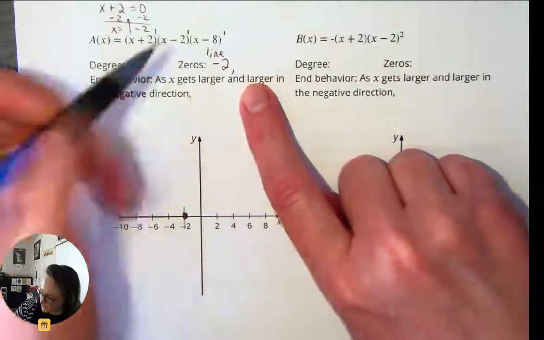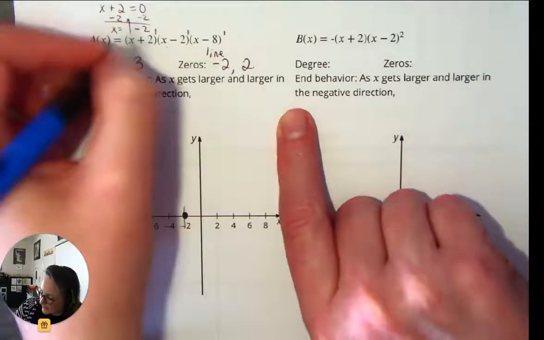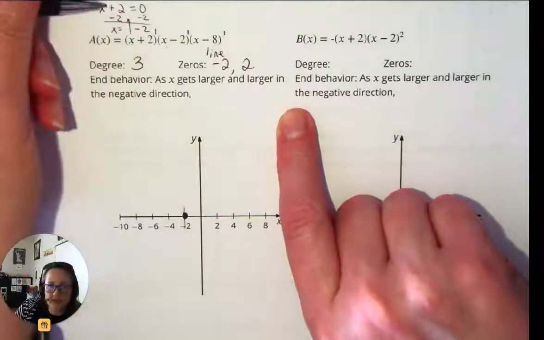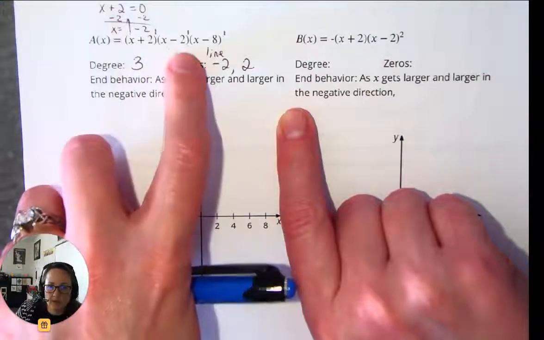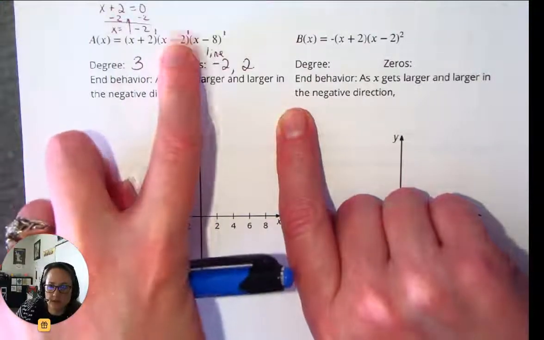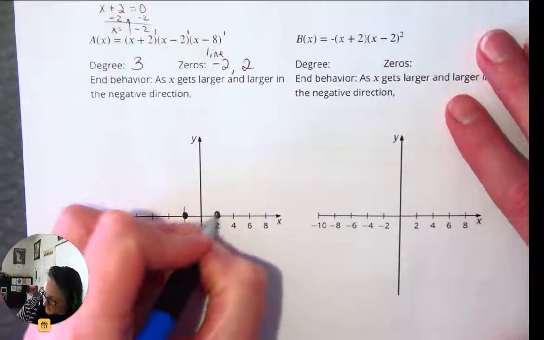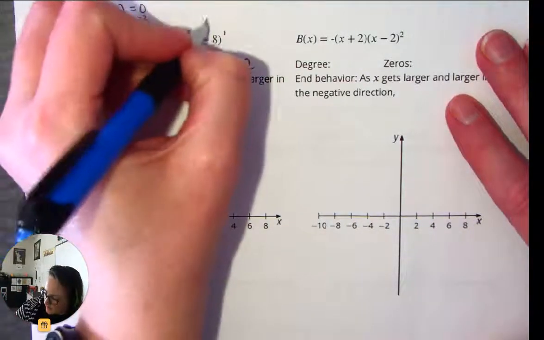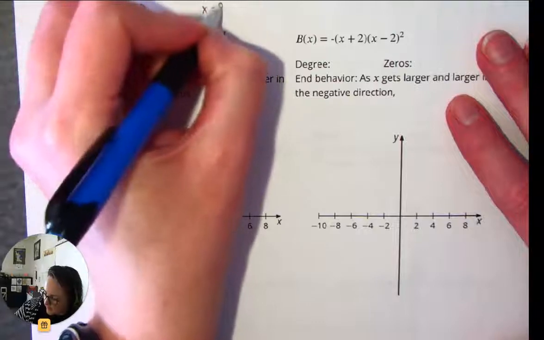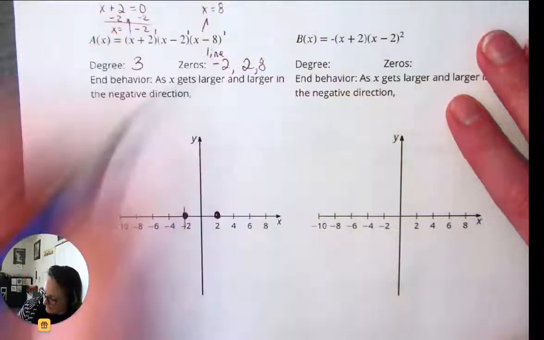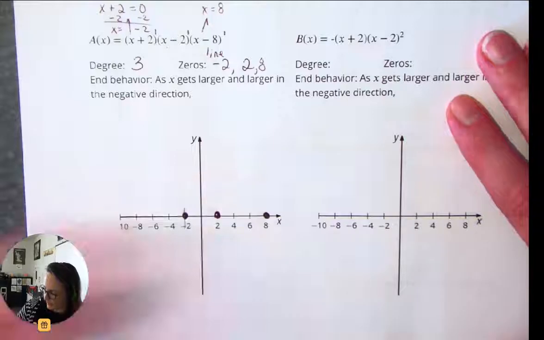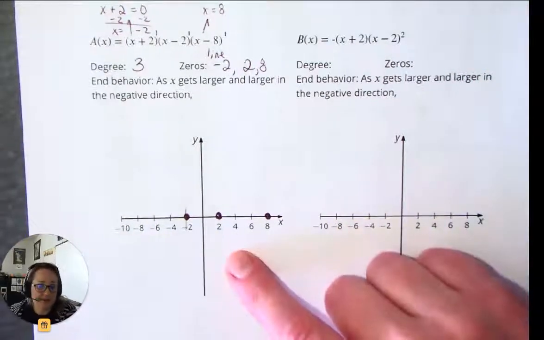I have another 0 that's happening at a positive 2. Again, I know that if I were to set it equal to 0 and solve for x, 2 minus 2 equals 0, so positive 2 is what would make that happen. There's our 0 there at positive 2. And our last 0, x equals 8. We have all of our x-intercepts.